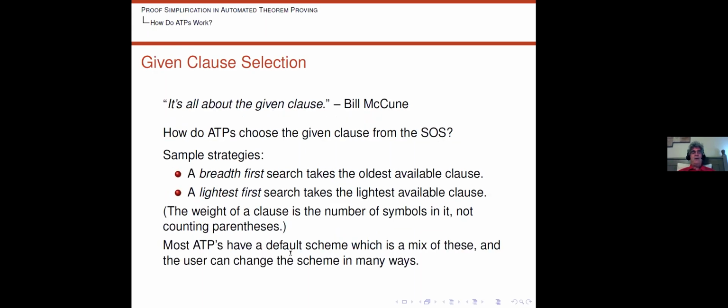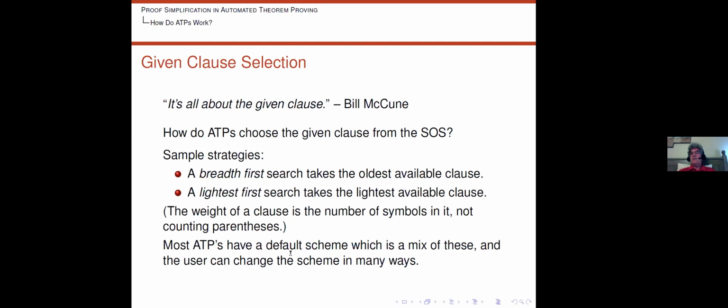Now, Bill used to say, and I heard him say it quite frequently, it's all about the given clause. He was actually the person who came up with the given clause algorithm that almost all ATP systems use nowadays. But the real issue is, how does an ATP system choose the given clause? There are a lot of clauses sitting there in the set of support. How does it decide which one to pick?